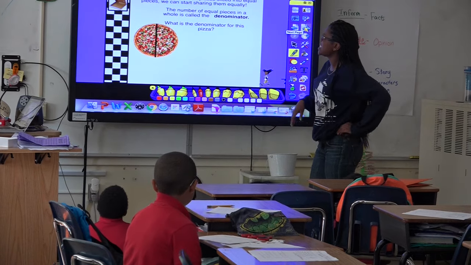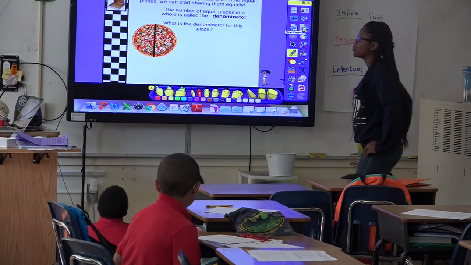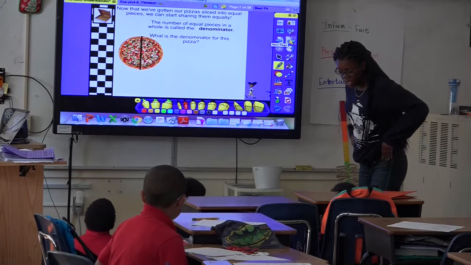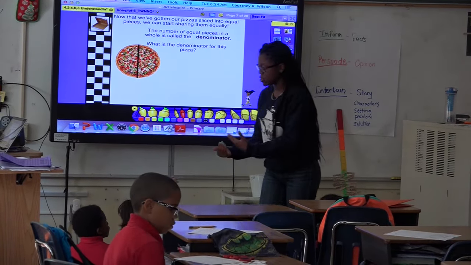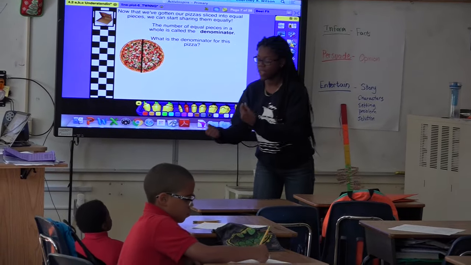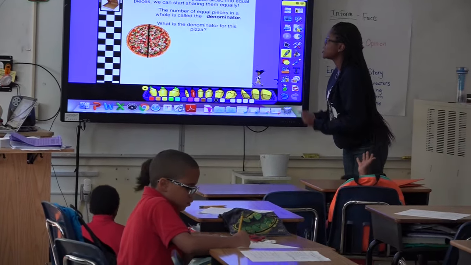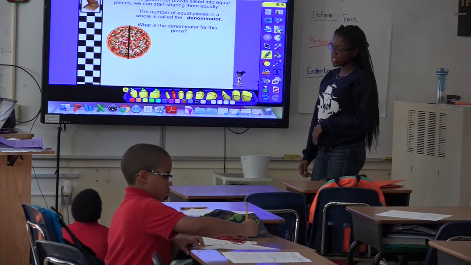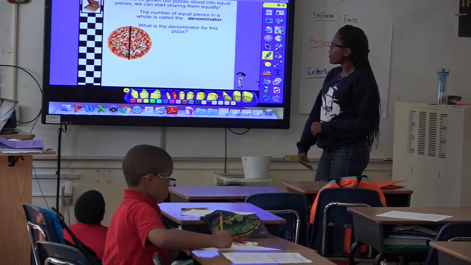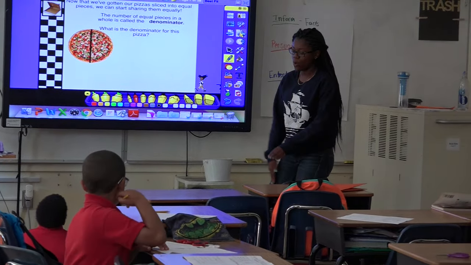All right, let's go to the next. Now that we've gotten our pieces sliced into equal pieces, we can start sharing them equally. I can give Destiny a piece, and Josiah a piece, and Jacqueline a piece, and I can give Javon a piece, because we cut it into equal pieces. The number of pieces in the whole pizza is called the denominator. What is the denominator for this pizza?